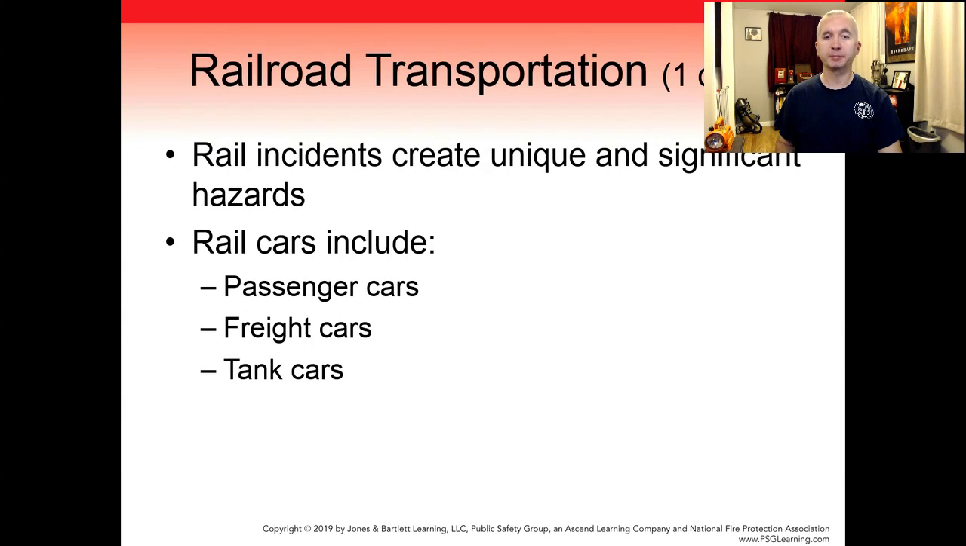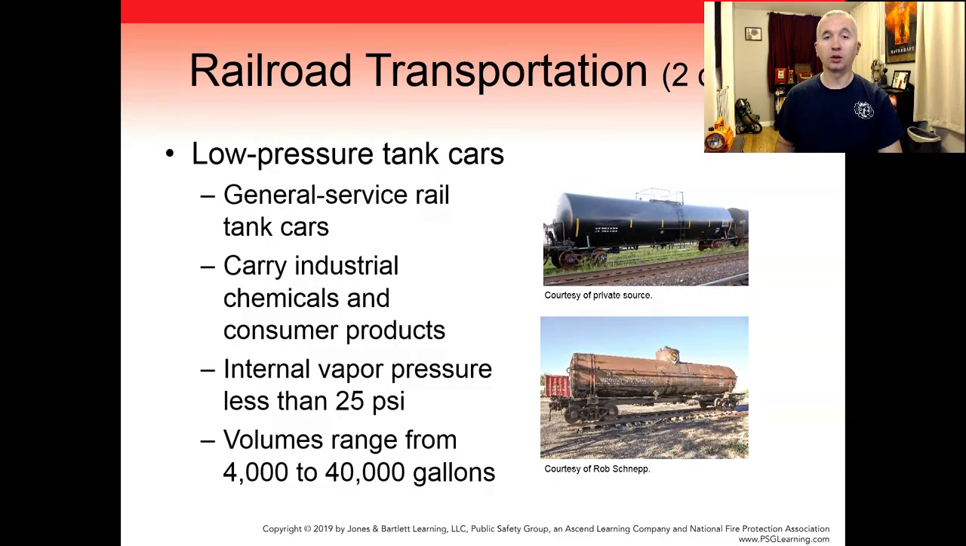With railroad transportation, when rail incidents occur, they can create unique and significant hazards. Rail cars include passenger cars, freight cars, and tank cars. Low-pressure tank cars generally use service rail tank cars. These typically carry general industrial chemicals and consumer products. They have visible valves and piping without protective housings on top of the car. The internal vapor pressures are less than 25 psi, and they may hold volumes ranging from 4,000 to 40,000 gallons.